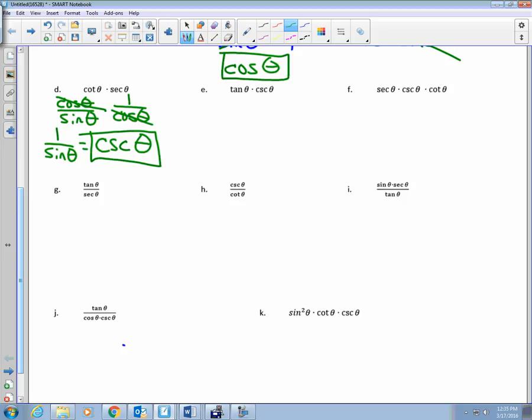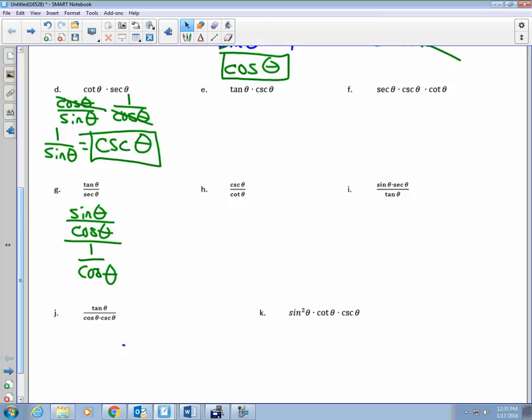Sometimes you can divide them. Say tangent is sine of theta over cosine of theta, and secant is 1 over cosine of theta. When you divide them, you will multiply by the reciprocal. You can see that those cancel, leaving you with sine of theta.